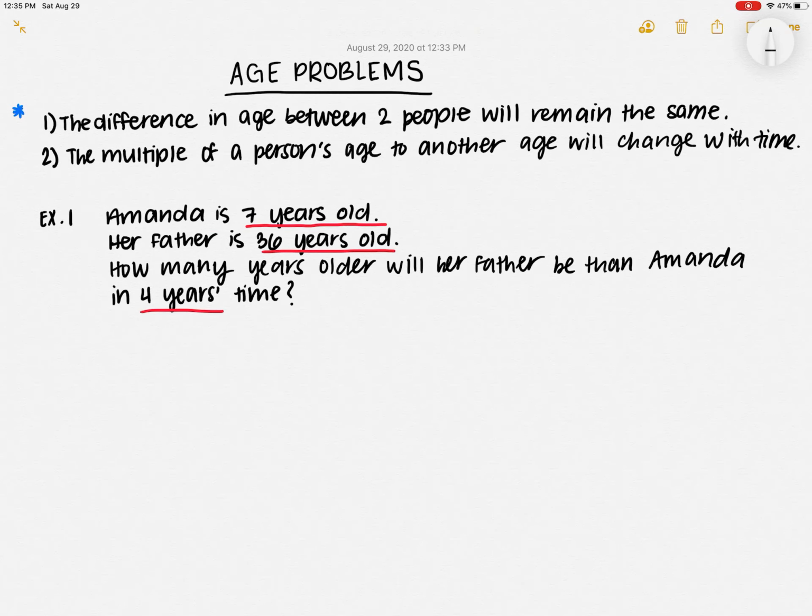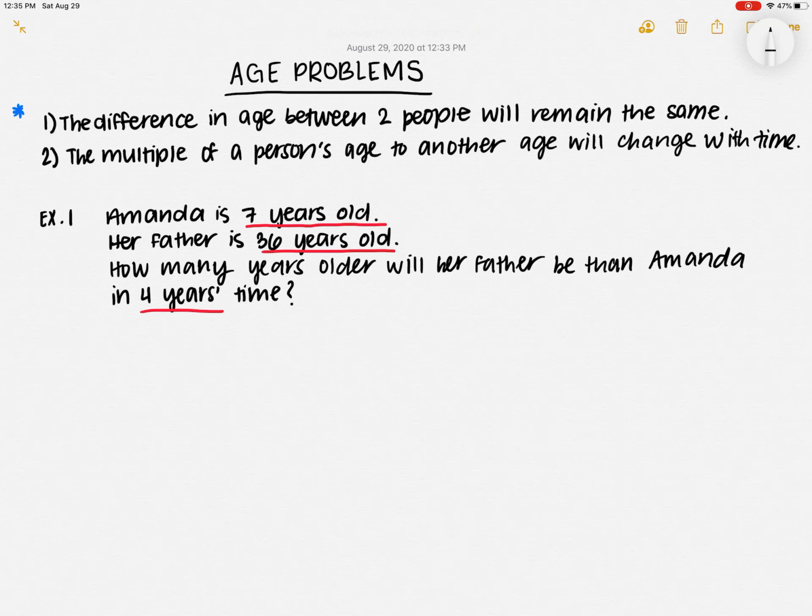Today we will be learning about age problems. Two things to remember when working with age problems are that, 1. The difference in age between two people will remain the same. So if you have a sibling who is 2 years older than you, he or she will always be 2 years older than you, no matter what age you guys are.